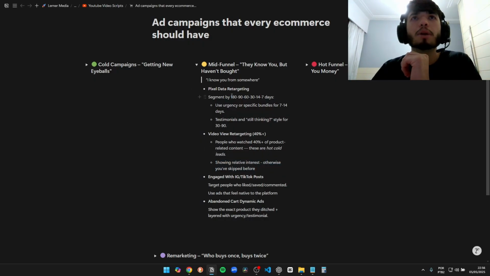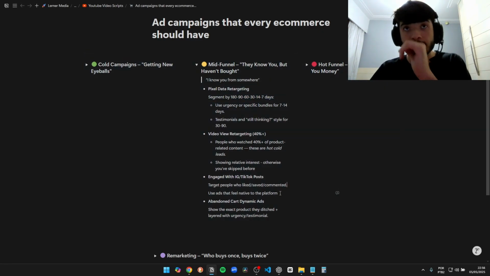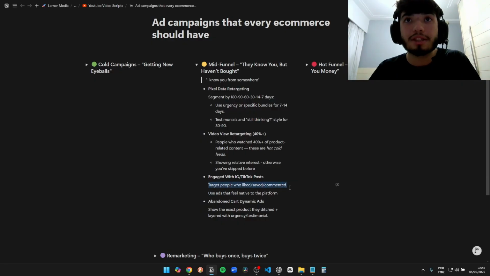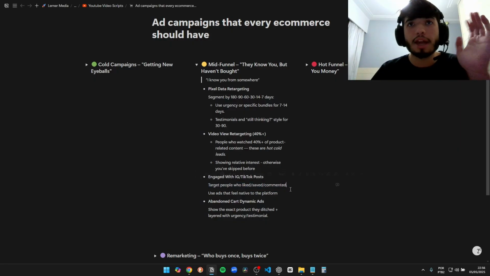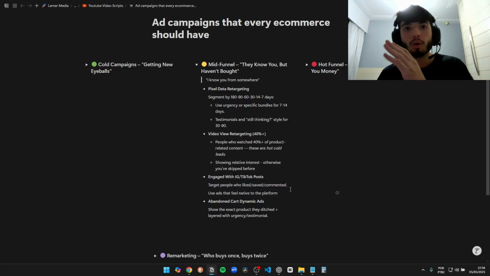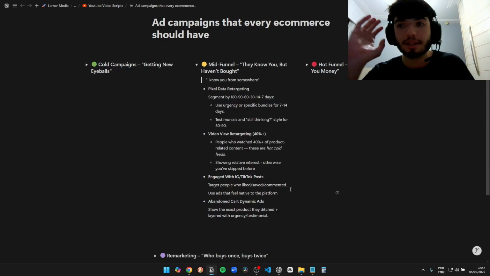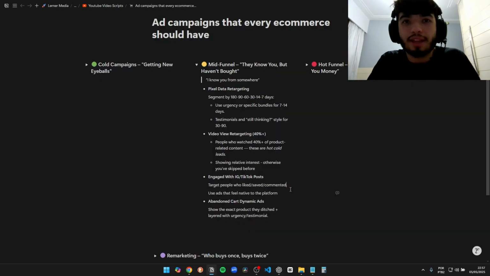What I was talking about before complements extremely well with this: target people who liked, saved, commented, shared, any kind of interaction with one of your posts, either organic or from the ads. If they interact with the ads, it's very rare that they don't at least progress in the funnel and later buy, right?